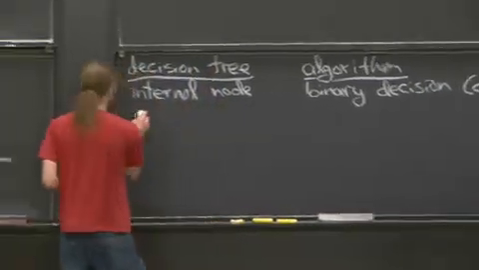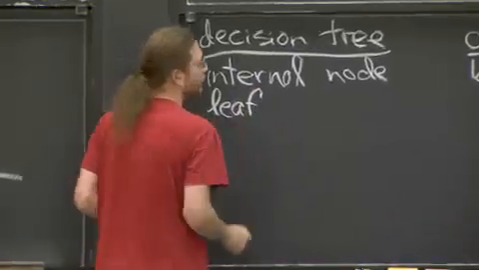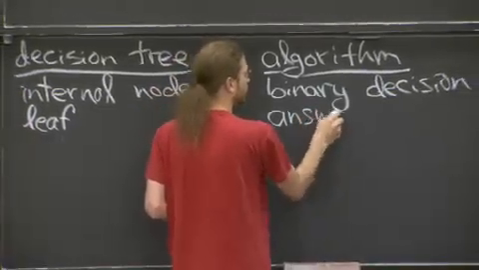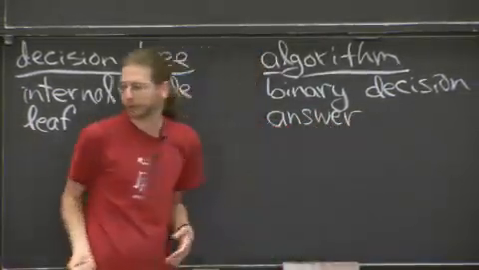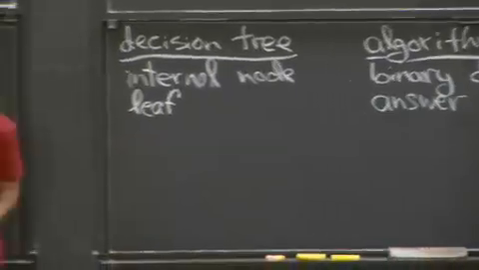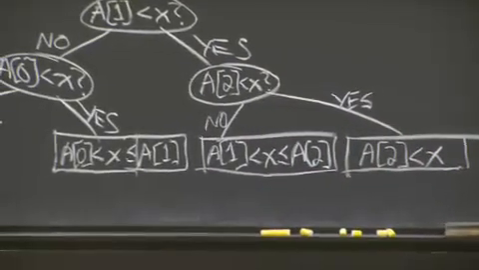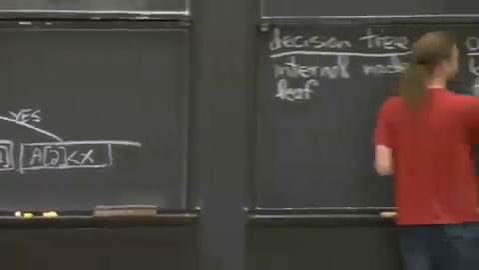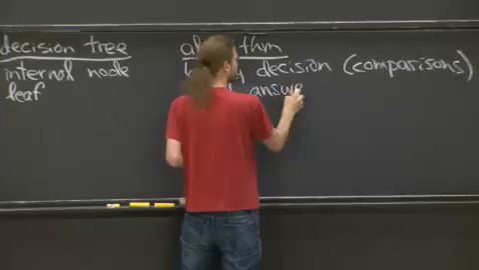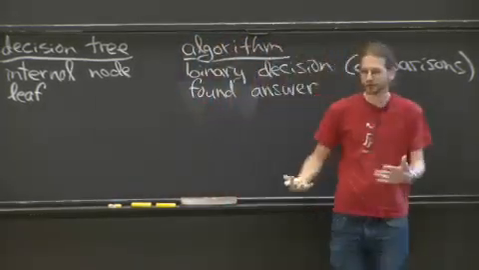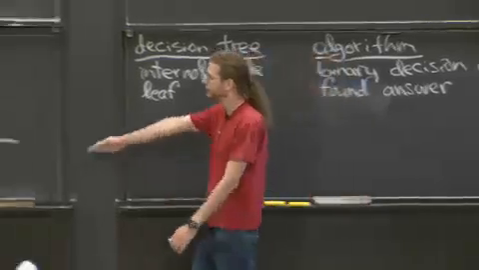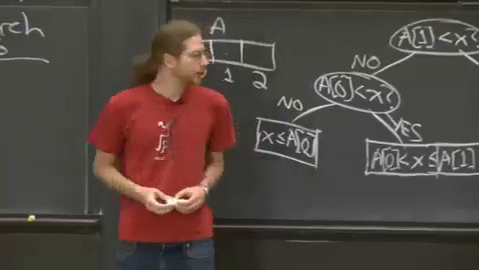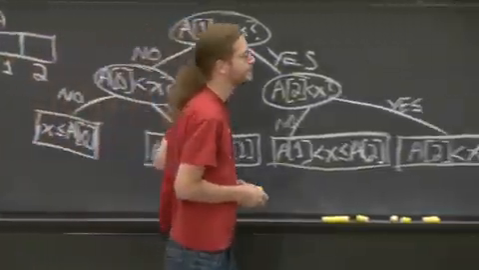OK, and then a leaf in this tree stores or represents that you've found the answer. So when the algorithm terminates, it returns some answer to the problem. That's what we write down here. Here's where x is in this array. And yeah, we're done.